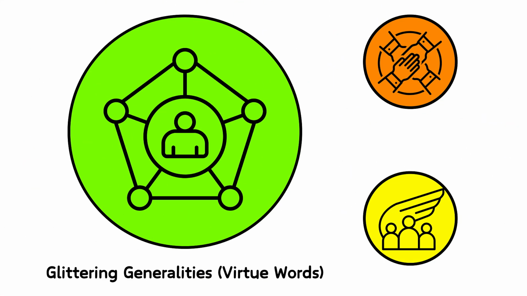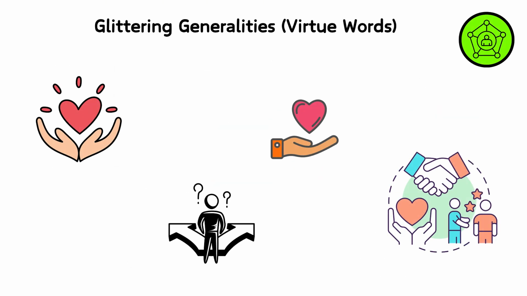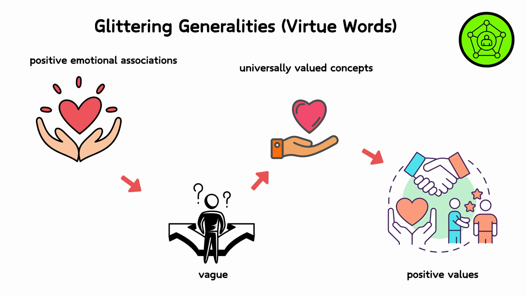Glittering generalities, virtue words. Glittering generalities employ emotionally appealing words and phrases that carry strong positive associations but have no concrete meaning. Terms like freedom, progress, natural, innovation, or family values are used to create positive emotional responses without specific definitions. This technique works by activating positive emotional associations while remaining vague enough that audiences fill in the details with their own interpretations. The words chosen are typically connected to universally valued concepts, making them difficult to oppose without appearing to reject these positive values.